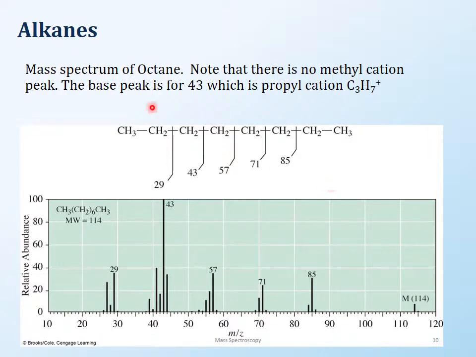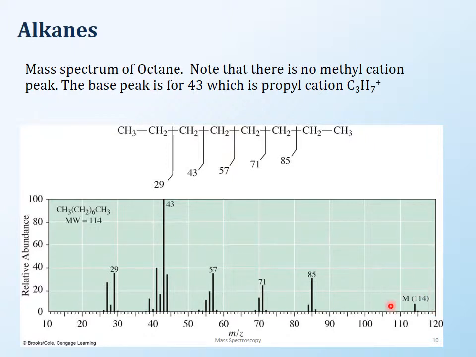In any case, this one is octane, and octane has a total mass of 114, which you can see over here, which is the molecular ion peak. Usually for any organic chemist, the first thing you do is look for the last peak, which is the molecular ion peak. It gives you the total mass.